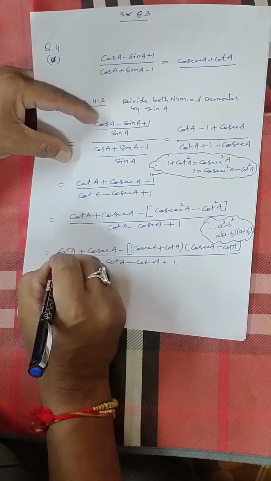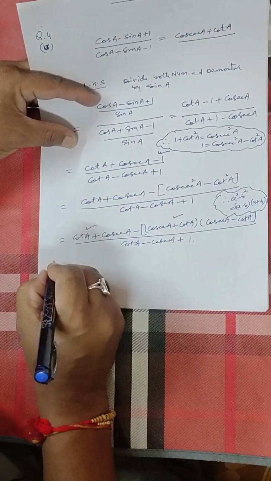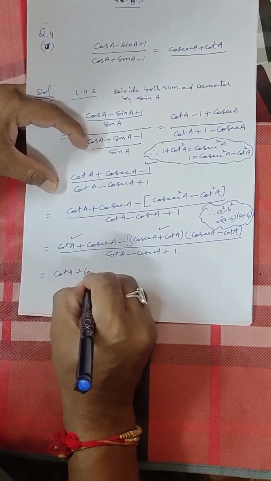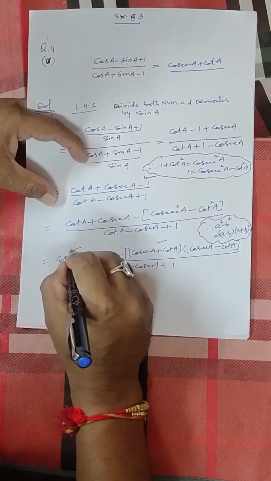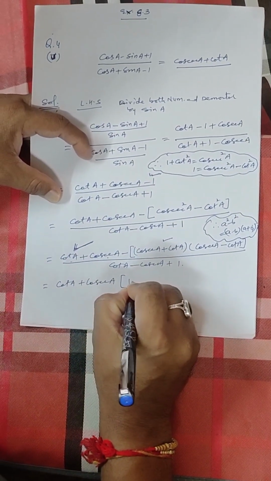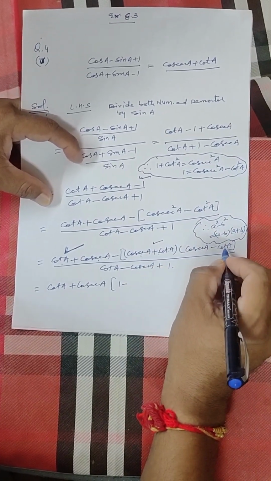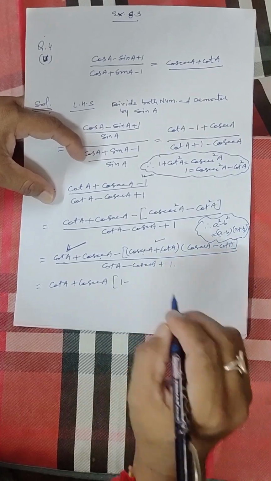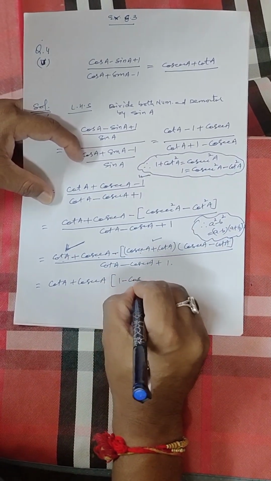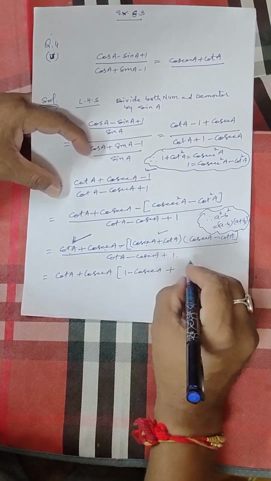Here you can see this cot A plus cosec A and cosec A plus cot A both are the same thing. We can take it common: cot A plus cosec A. When you have taken this common, what will be left here? 1. And this will also become 1. Multiply 1 with cosec A minus cot A will remain cosec A minus cot A. Now what will happen? Minus cosec A and minus into minus will become plus, that will become cot A.